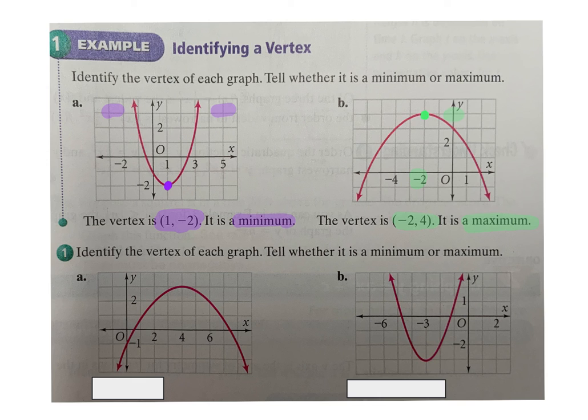All right, for the first one, for your vertex, you should have gotten that it was at (4, 3), and that it was a maximum. And then for B, your vertex happened at (-3, -3), and that one was a minimum.